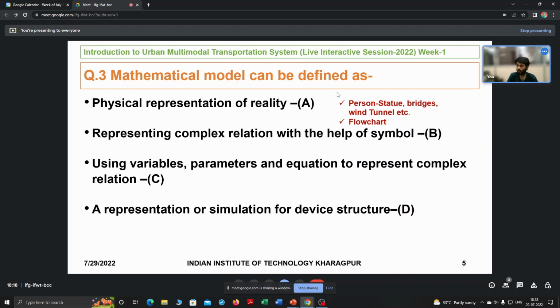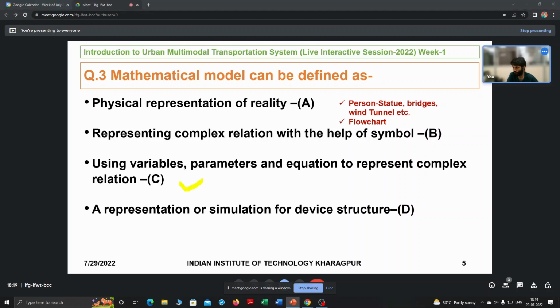Third one is using variables, parameters and equations to represent complex relations. So it is actually the mathematical model. Why? There may be variables like x and y. X could be an independent variable, y could be a dependent variable, and there is an equation, like the simple regression equation y equals mx plus c, which is a linear equation. Right? So this is a particular mathematical model. It can be linear, it can be non-linear, but the correct answer here would be C.